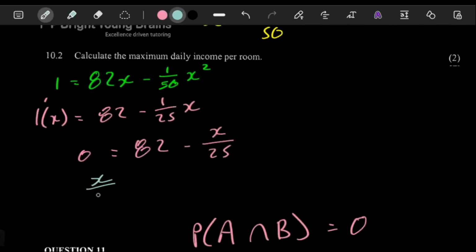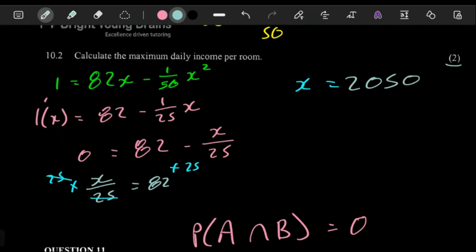You're going to have positive x/25 equal to 82. Now, if you multiply by 25 on both sides, x is going to be equal to what? Why am I writing 85 now? It's supposed to be 82. Yes, 82 times 25. It's not quite a big number. It is what it is. This is 2050.